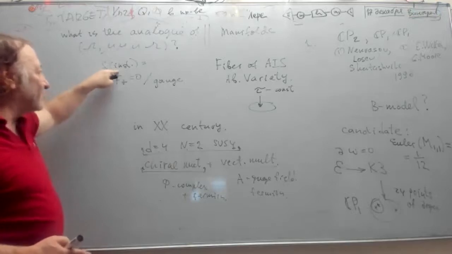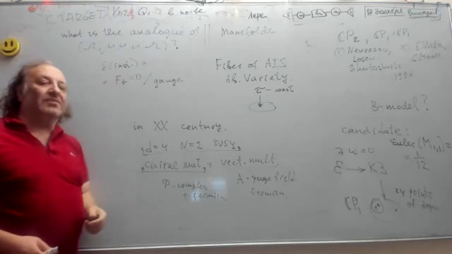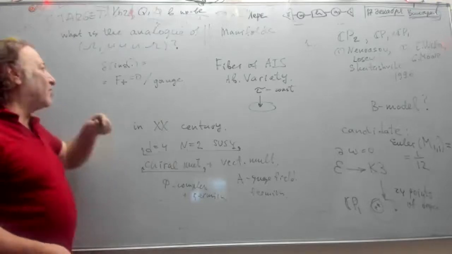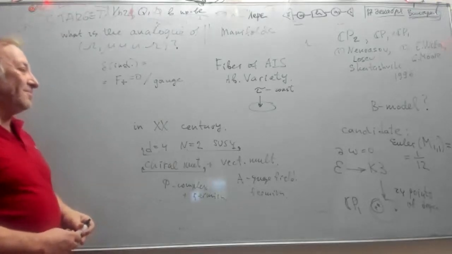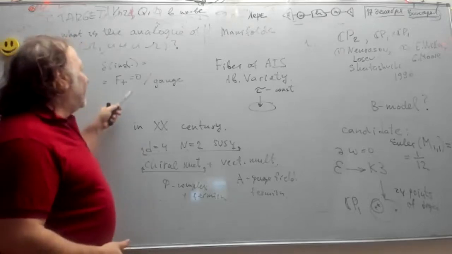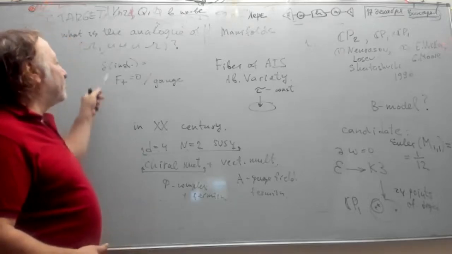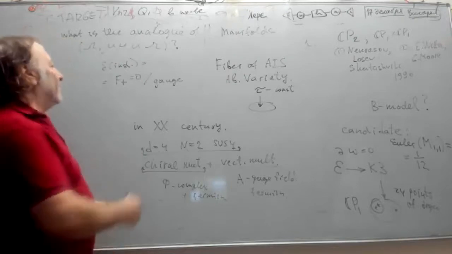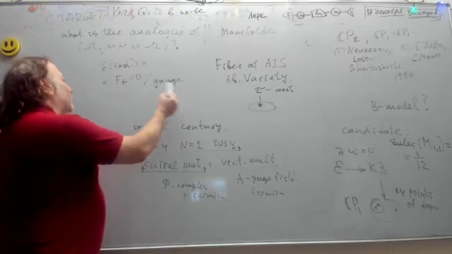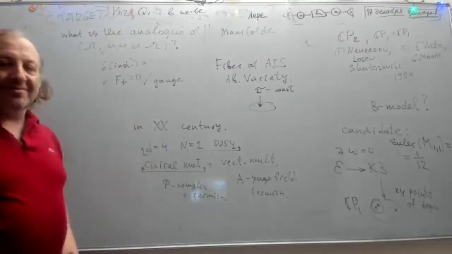Since it's a delta function, it should be, first of all, a delta function on the space of fields. Yes, that's why you have fermions. And of course, you have de Rham theory on the space of connections. Then you have a gauge symmetry. So gauge symmetry is, of course, a super gauge symmetry.